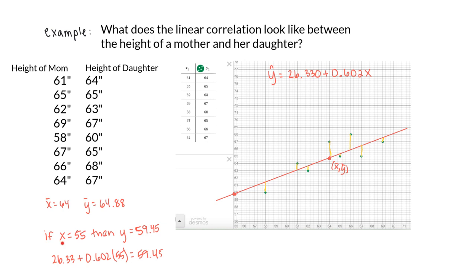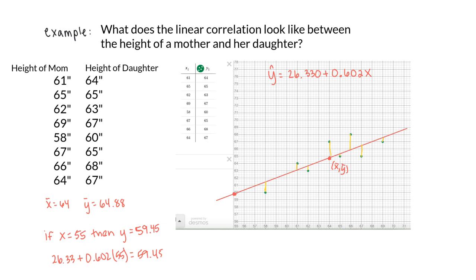What we did over here when we picked this x value and found this y value using the equation was almost like a prediction. We said if someone's height was 55 inches, we would expect that their daughter's height would be 59 inches. That's one reason why we could call x the independent variable and y the dependent variable, because if x is this, then y depends on whatever you plugged in for x.